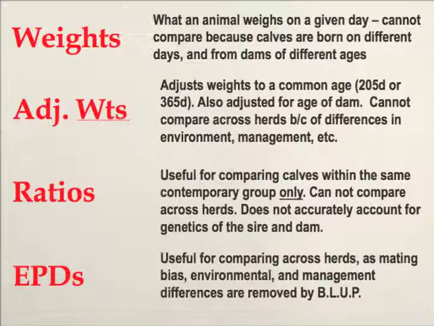I would argue that they do a pretty poor job of doing that because that ratio does not account for the genetics of the sire and dam. The only way that we can account for mating bias, as well as many other things, is through the EPD calculations. So that EPD provides you with a tool that you can compare across herds, that accounts for mating bias, for environmental and management differences. This is the gold standard.